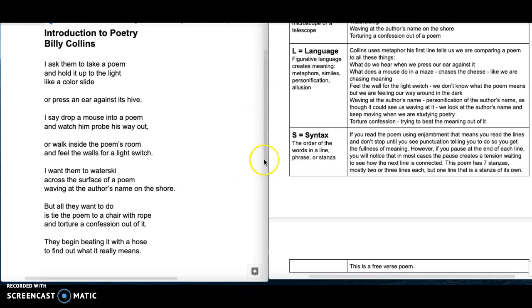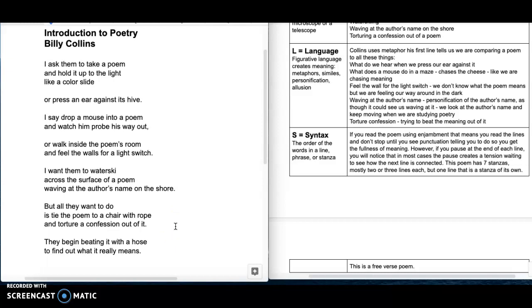And then in the last two stanzas, he says, there's a shift. There's this change in idea. He says, but all they want to do. And so now he leaves what he, the instructor, wanted his students to understand. And instead he shifts gears and says what the students want to do. And what do they want to do? They want to tie a poem to a chair with a rope and torture a confession out of it.